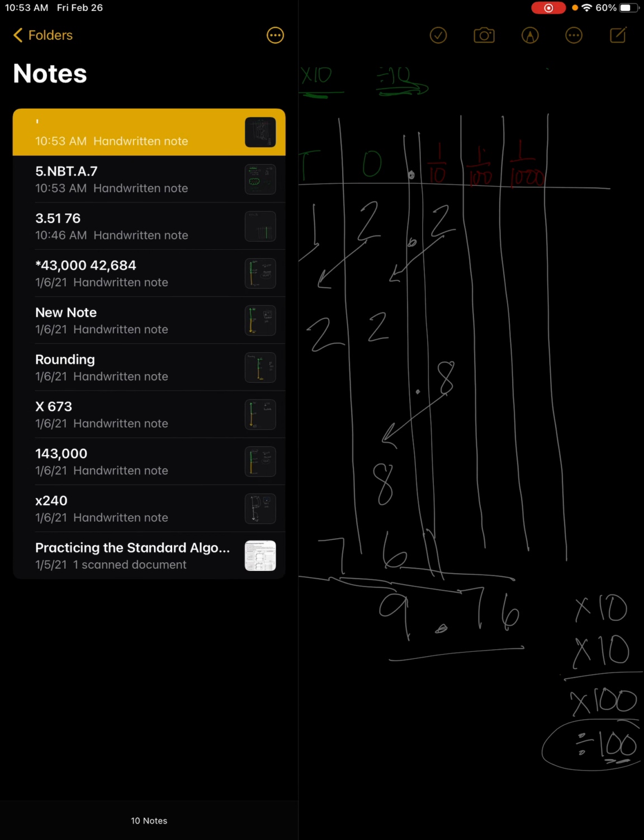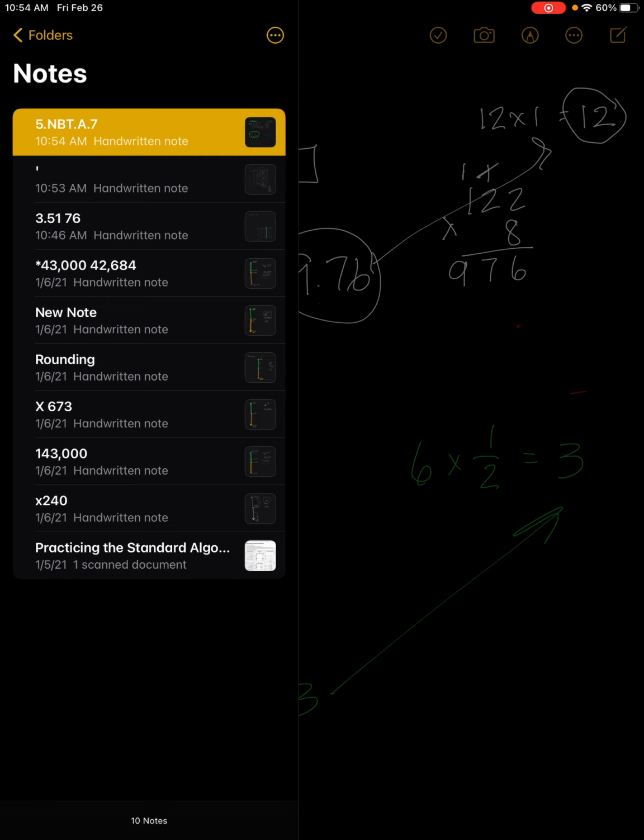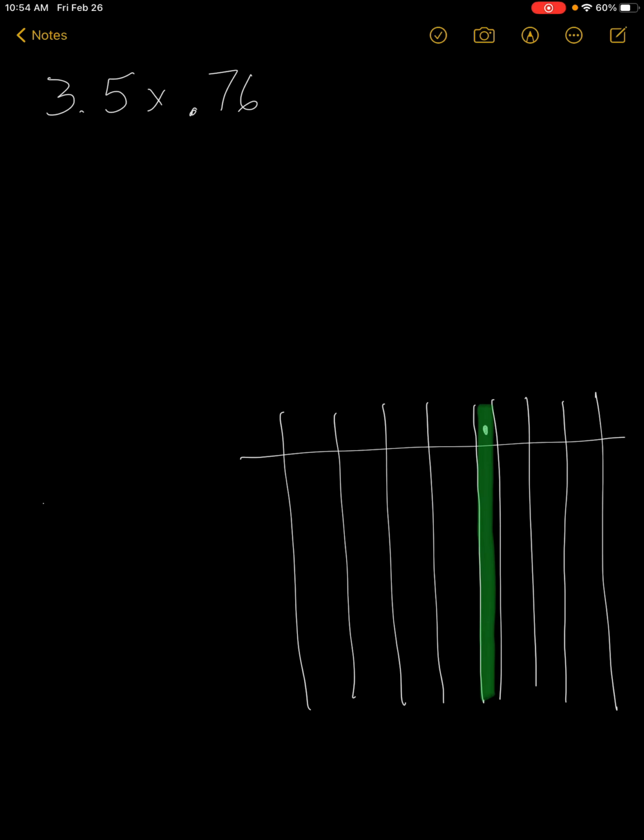If I look back at my problem here and my estimate, 9 76/100 is close to 12. In fact, we predicted it would be a little bit less. That does make sense from that standpoint, and I came up with my answer. All right, let's look at one more. Another problem that they had in November, 3 5/10 times 76/100.